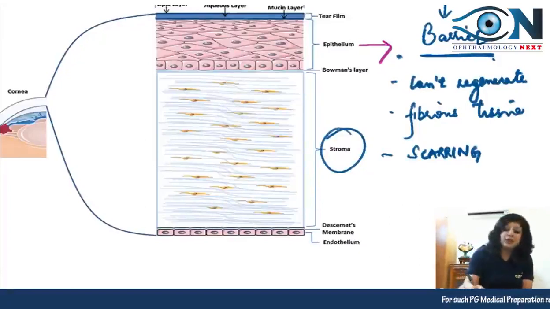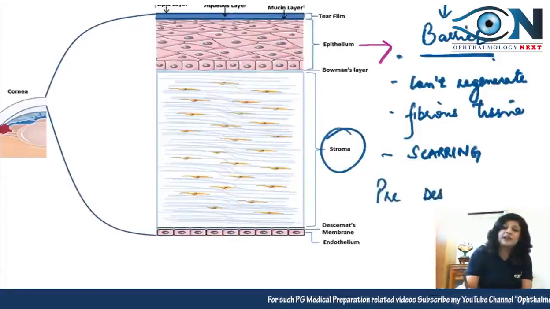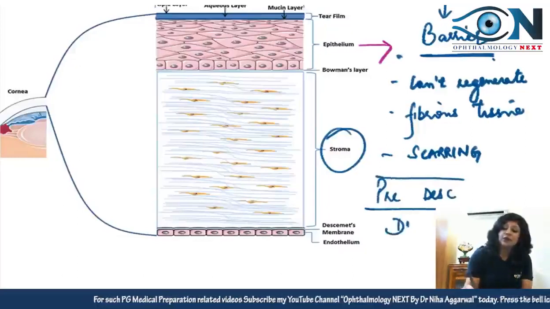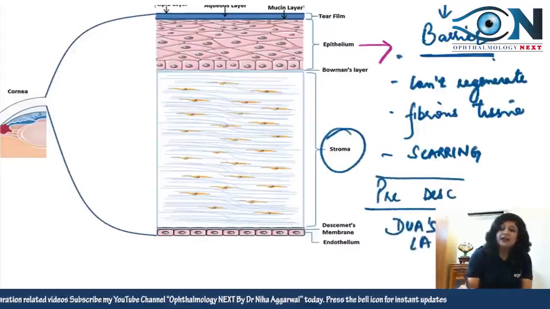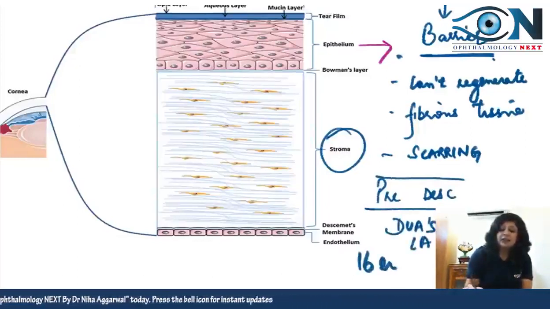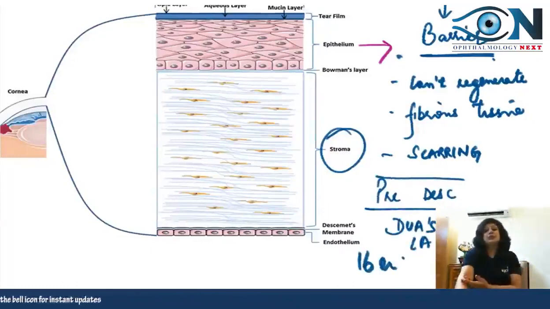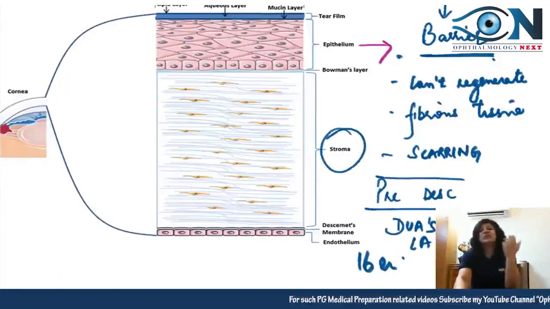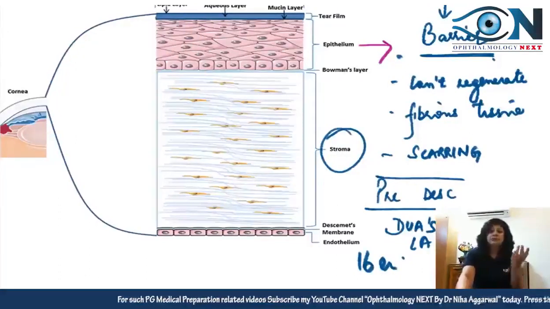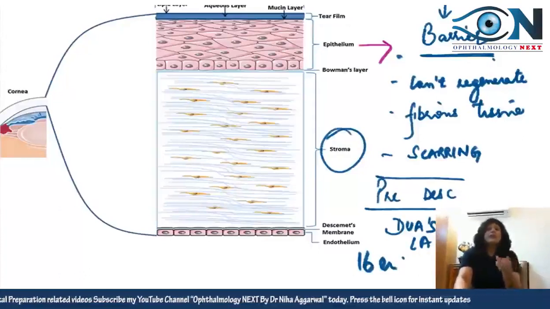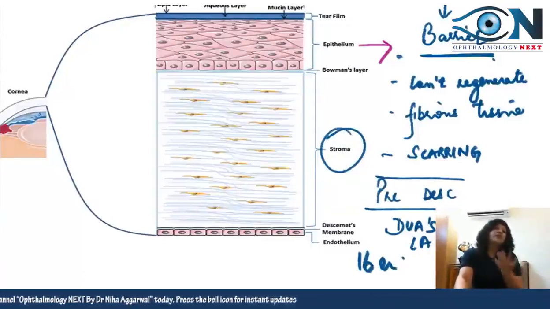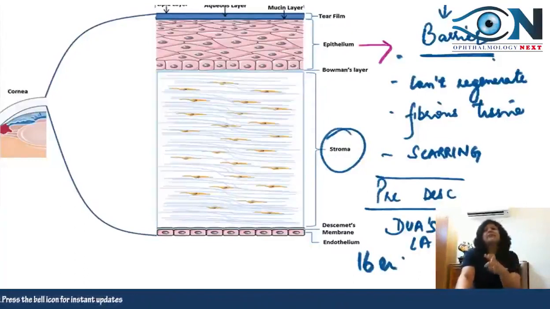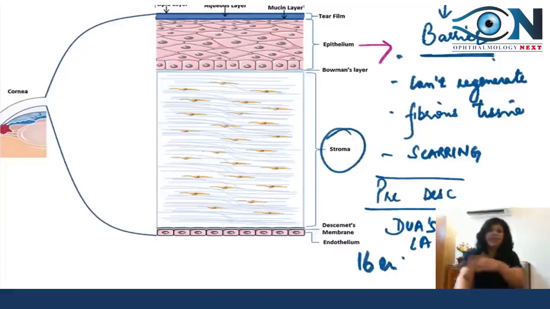Pre-Descemet's membrane is the newly discovered membrane, also called the Dua's layer, and very thin, 16 micron thin. We do not know the exact function, but now it is the toughest. So next time they can also ask you this, because this time they have asked you a question, and if you remember, I told you that every time they ask you a question either in corneal ulcer or the layers of cornea. So this layer, previously the Descemet's membrane was the toughest layer. Now the toughest layer is this pre-Descemet's, and then we have Descemet's.